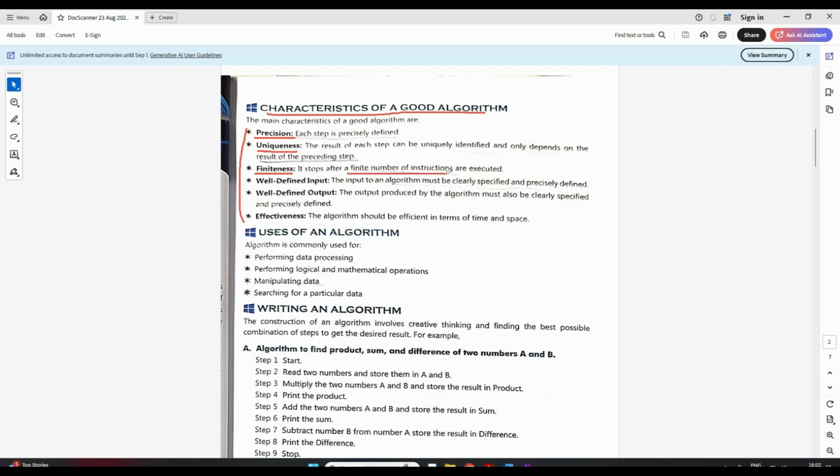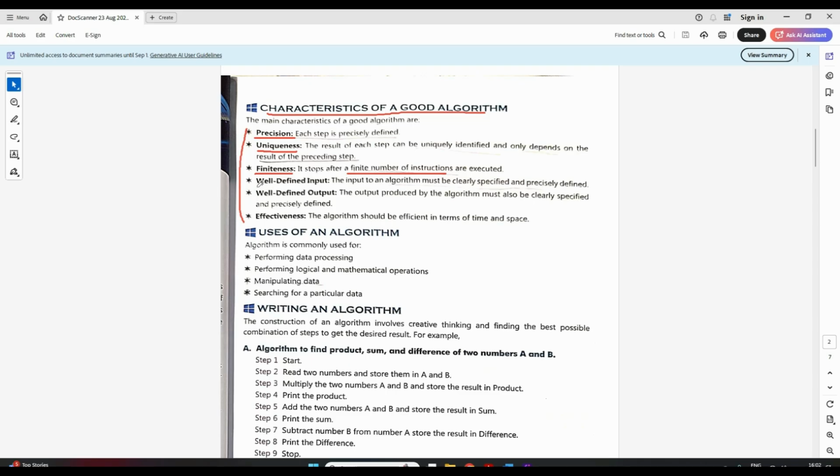Similarly, in your recipe, like I say add 2 tablespoons of sugar. So it should be 2 tablespoons. I shouldn't keep on adding and adding more. It has to be a finite number of instructions. So in any algorithm, the instructions or the steps that we write have to be finite. It cannot go on and on in a loop forever.